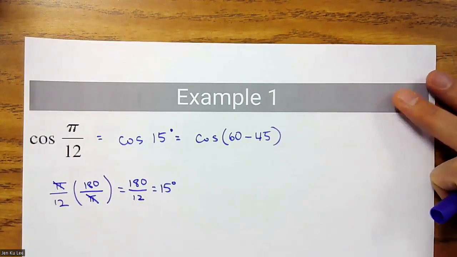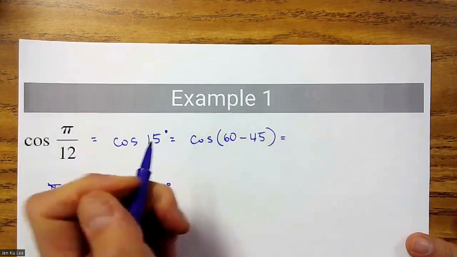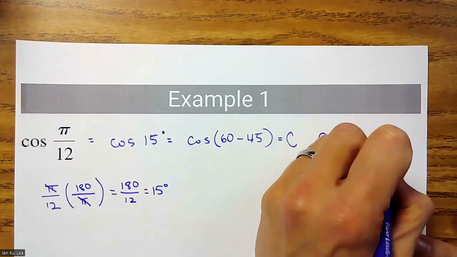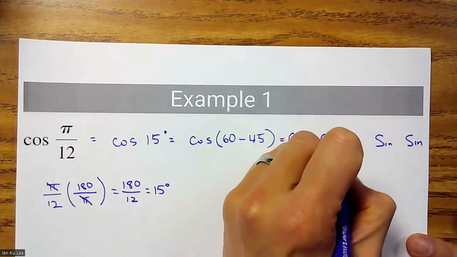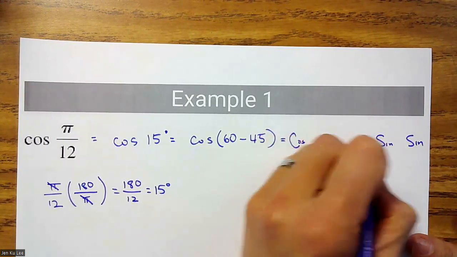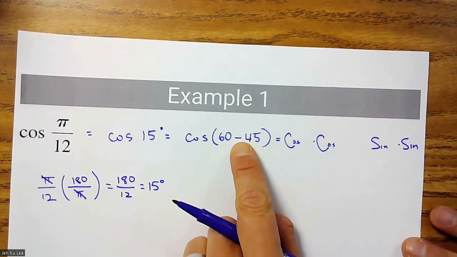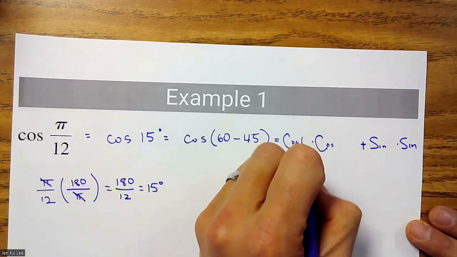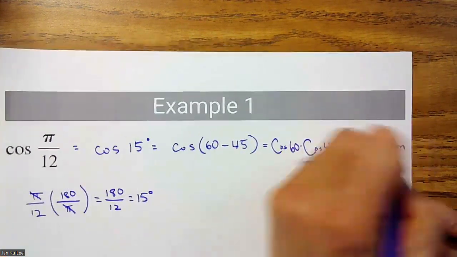That's 15, right? So cosine of 60 minus 45. Cosine switches sine. So cosine, cosine, sine, sine. Multiplying them. The sign switches, so it's minus, and that becomes plus. Alternating my signs.